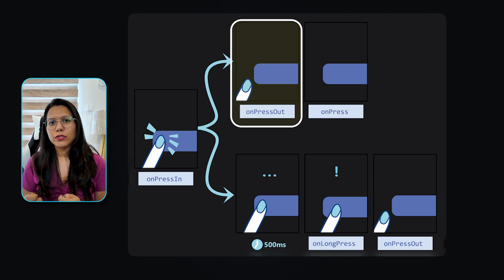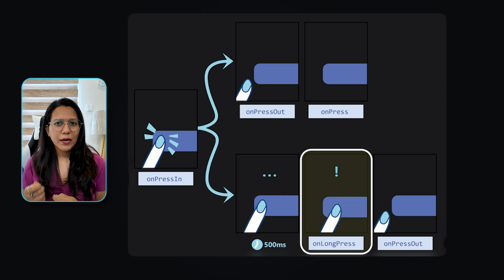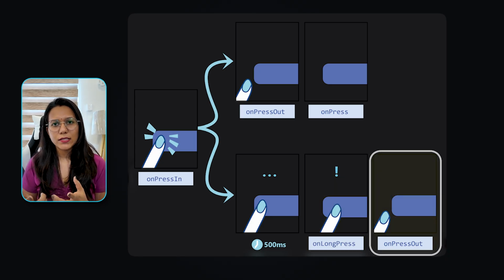And if any user taps the button for more than 500 milliseconds, which is almost 0.5 seconds, then the on long press will trigger. And once again, when the user lifts up his finger, then the on press out function will be called. So these three are actually very useful and very important interactive properties which are provided by the pressable component. And you can also wrap any UI element inside this pressable component if you want to make it pressable.